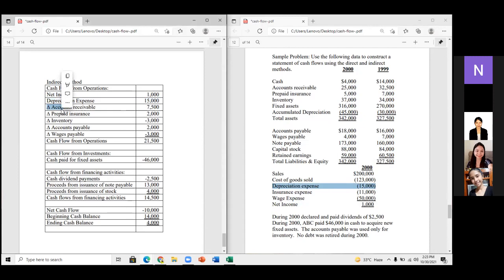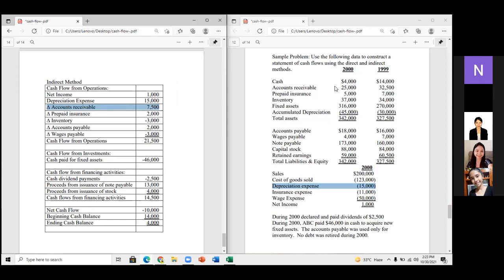So bakit nga ba in-add yung depreciation expense? 'Di ba pag mag-e-entry tayo ng depreciation expense, ang entry natin ay debit depreciation expense and credit sa accumulated depreciation. Kung mapapansin mo, sa entry wala naman tayong binanggit na cash. So ibig sabihin, wala tayong naging cash outflow. Kaya i-add back natin siya dun sa net income. Gets yun?